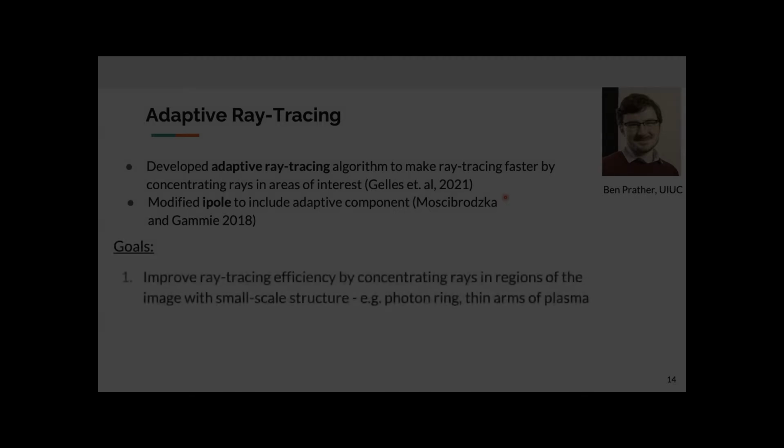First, we wanted to improve the ray tracing efficiency by concentrating rays in regions of the image with small scale structure, such as the photon ring and the thin arms of the plasma. Second, we wanted to probe the structure of the n=2 and n=3 photon subrings, because as we saw, the current EHT image library only gets n=1. And finally, we wanted to provide insight into the time evolution of small scale features in these simulations. We didn't want to just ray trace one snapshot and call it a day, but rather we wanted to ray trace large quantities of snapshots so that we could track these features over time.